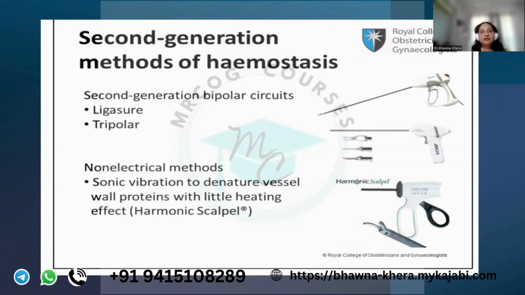Second generation methods of hemostasis are second generation bipolar circuits like LigaSure and tripolar. Non-electrical methods are also used, like the harmonic scalpel, where instead of electricity, sonic vibrations are used to denature the vessel wall, and there is little healing effect.